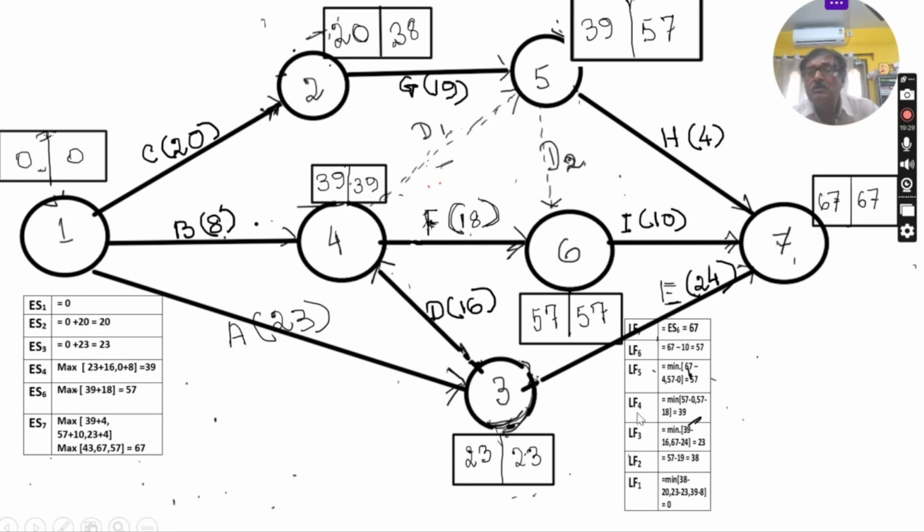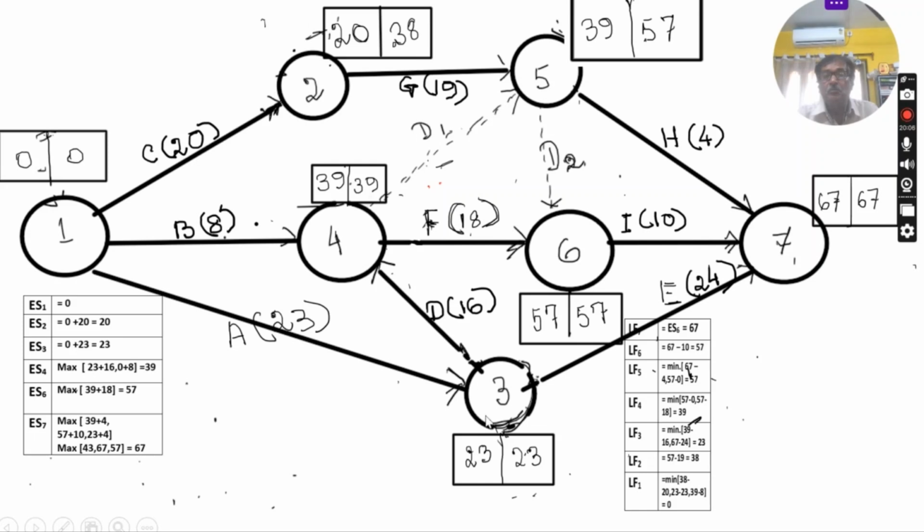Sorry, LF4, this is LF4, minimum of 57 minus 18 and 57 minus 0, the latest finish time. Which of the two is lower? The lowest one is 39, that's why the latest finish time is 39, it is correct, no problem.